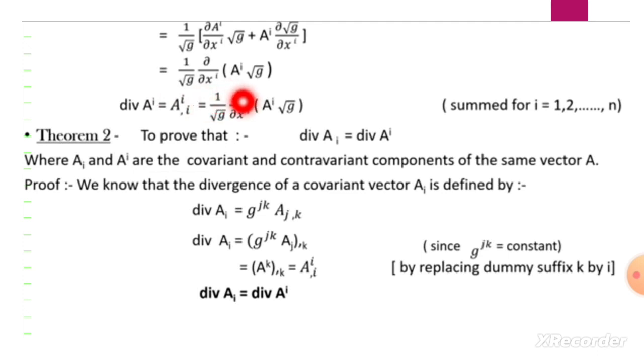Now divergence of a to the power I will be given as a to the power I comma I equals 1 upon under root g del upon del xi in bracket a to the power I under root g. Here we have summed up for all the values of I, that is 1, 2 up to so on n.